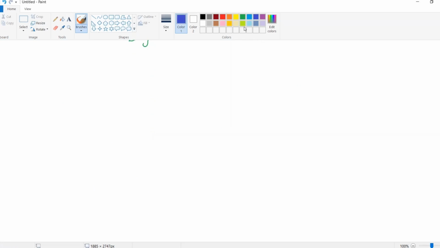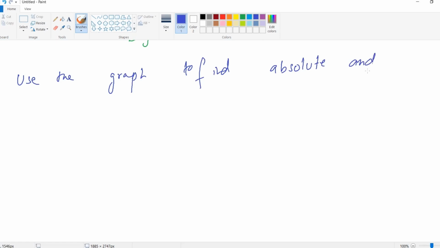Now it says to use the graph to find absolute and local maximum and minimum.